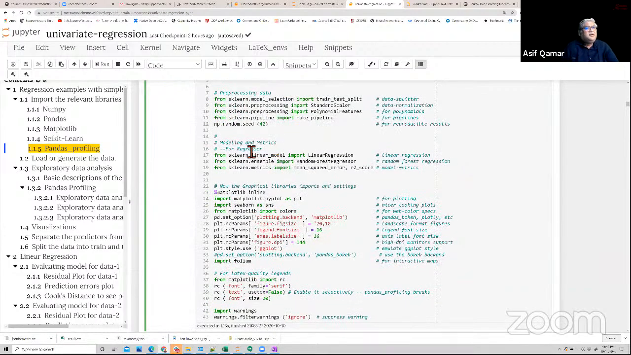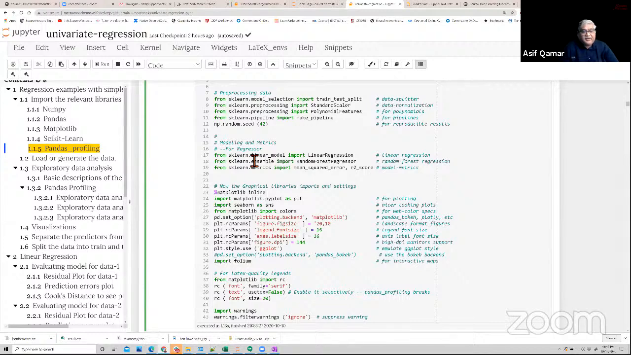Now, metrics. We will build a few regression algorithms. The two algorithms we will take, and we will see how well they perform or don't perform. One of them is linear regression. It tries to fit a straight line to the data.